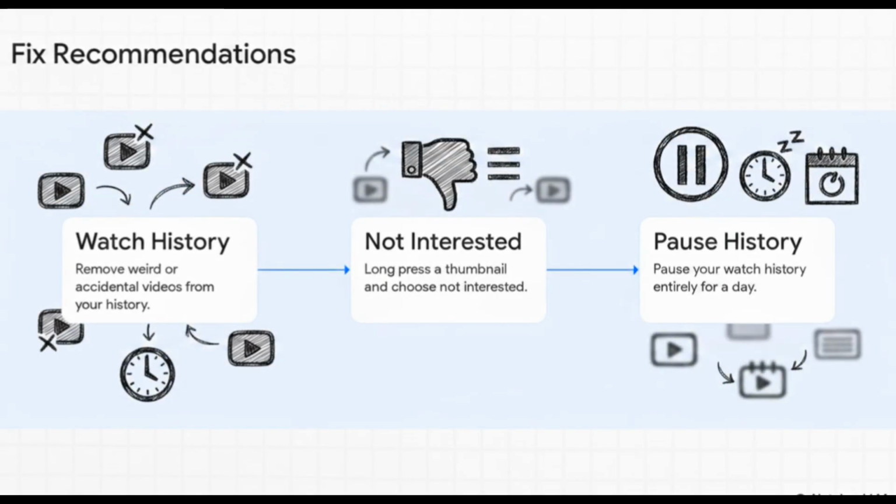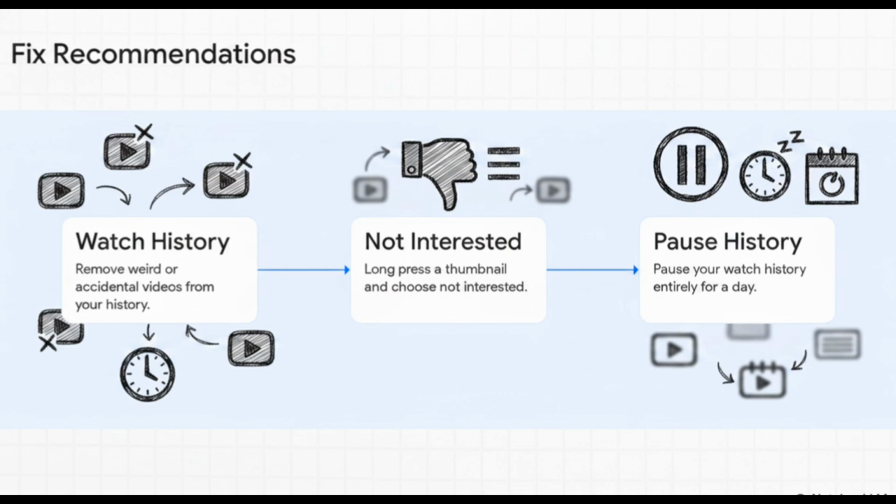Okay, taking back control of your feed really just comes down to 3 super actionable steps. Step 1 is simple, but it is absolutely crucial. Go into your watch history and manually delete those weird accidental clicks. Doing this instantly clears up the false assumptions the algorithm is making about your tastes. Step 2, you gotta use a heavy hand here. Right from your homepage, long press a thumbnail and aggressively use that not interested or don't recommend channel button.